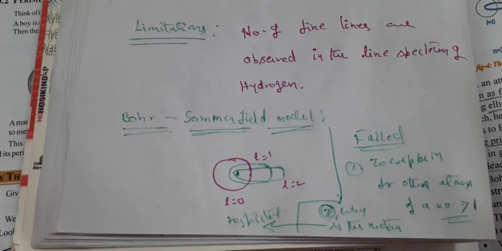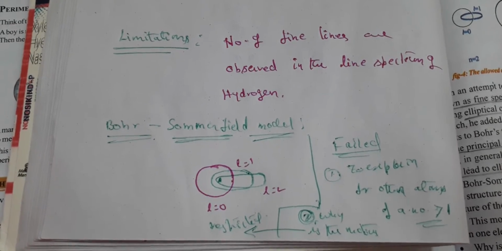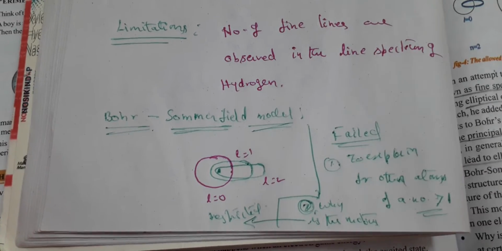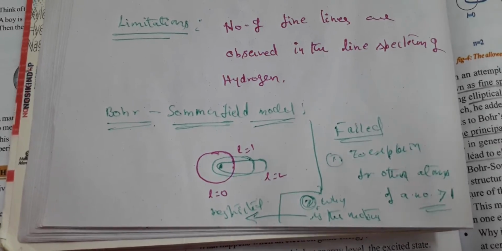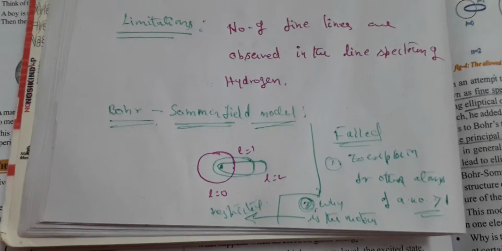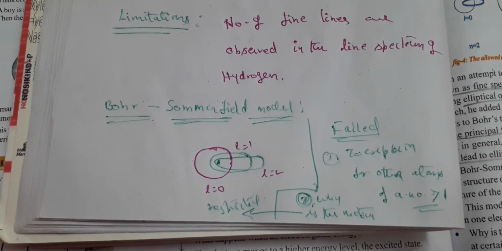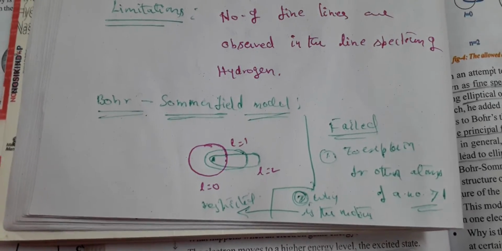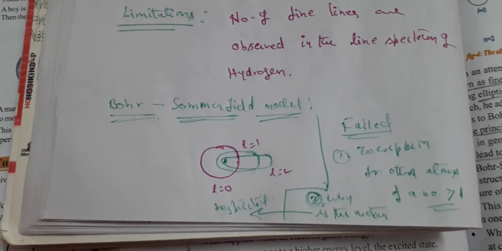But he could not explain the line spectrum formed for the atoms or elements which have an atomic number greater than 1. That means other than the hydrogen atom. Suppose if you go to helium itself, it could not be explained. That means only for hydrogen could he explain it, but not for other elements whose atomic number is greater than 1. So that is the failure of the Bohr-Sommerfeld model.